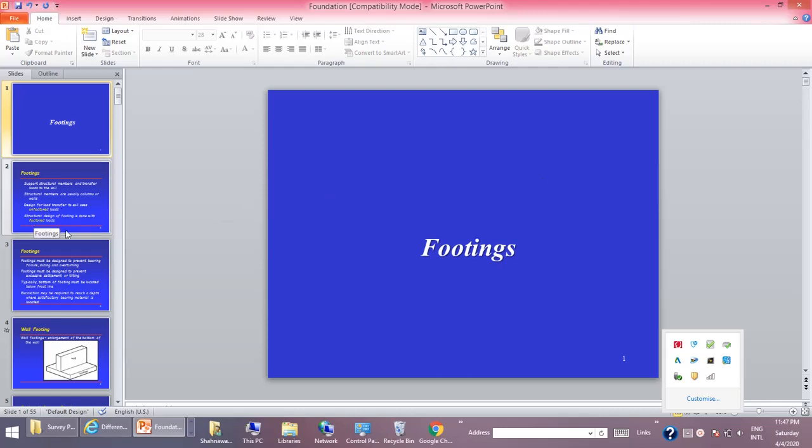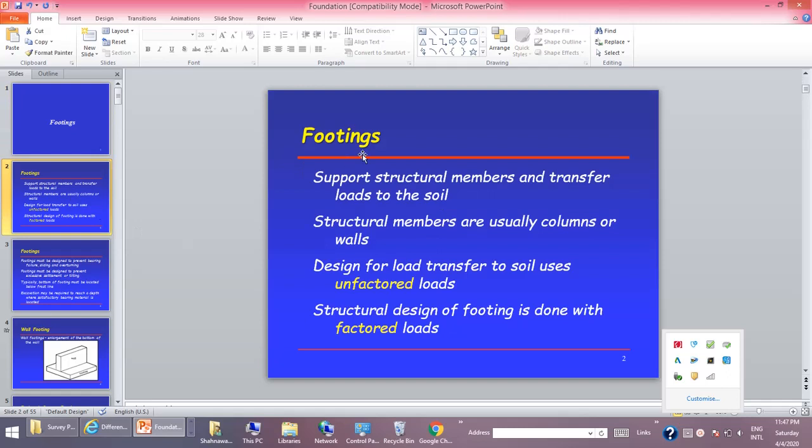Today we are going to discuss the most important part of the building components, that is footing or foundations. Basically, what is the function of a footing? It transfers the load which is coming from the slab, beam, column to the footing, and footing will transfer the load to the soil below it. So first we'll know the definition of the footing.